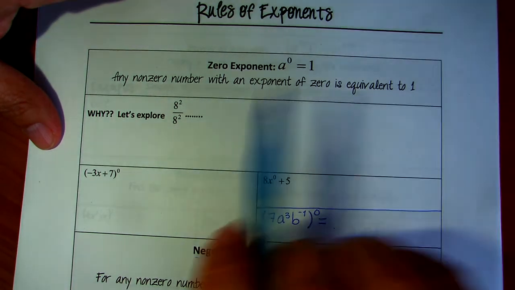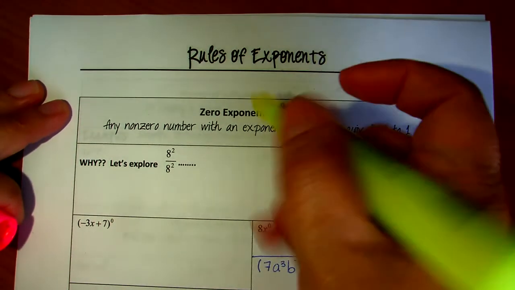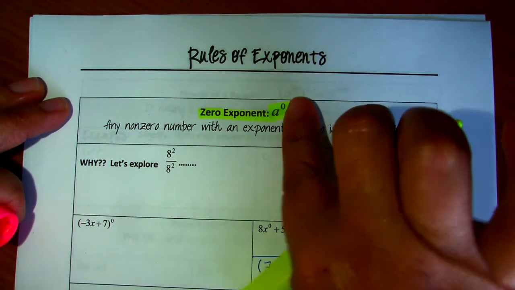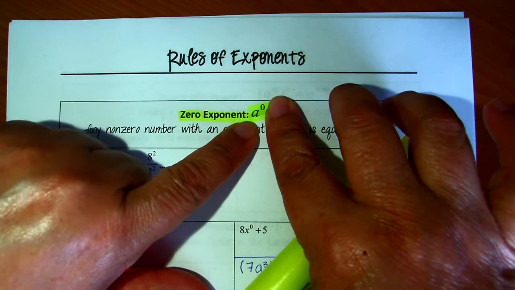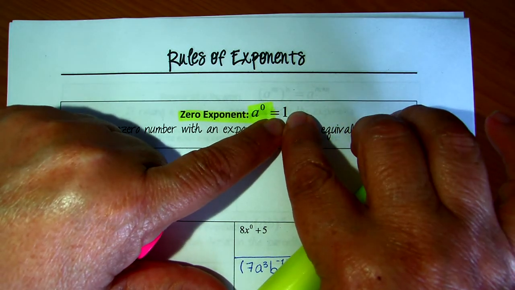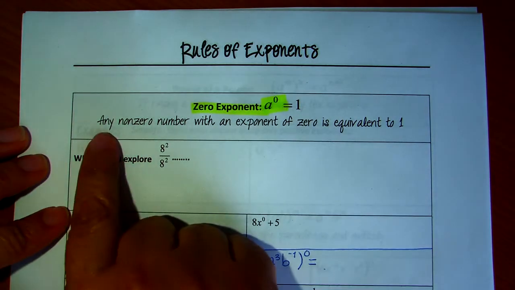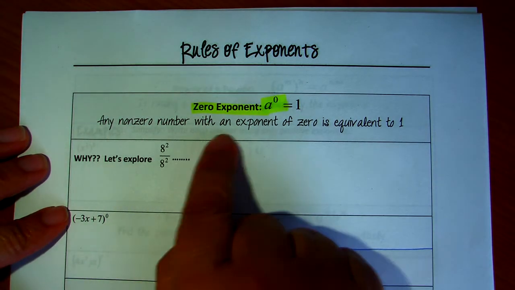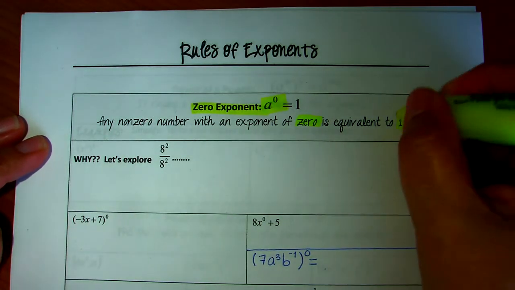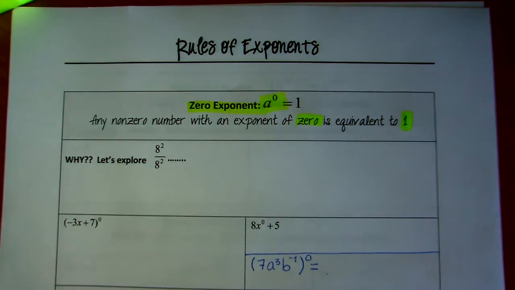All right. So let's begin with the zero exponent rule. Anything elevated to the power of 0, like a to the power of 0, is always going to give you 1. Anything elevated to the power of 0 is 1. So it says any non-zero number with an exponent of 0 is always equivalent to 1 all the time. Let me zoom in a little bit.